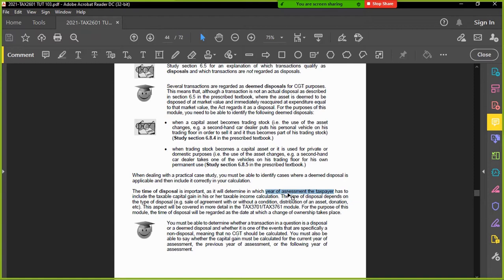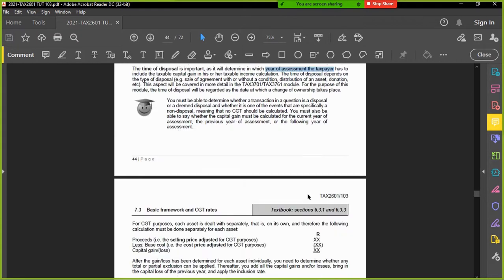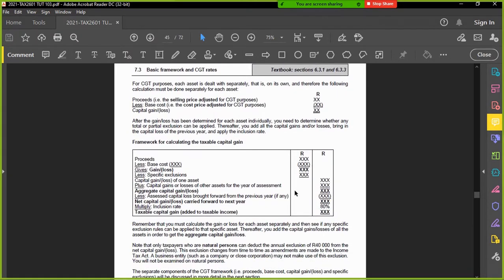A year. Yes, 12 months. So every 12 months, you'll be looking at disposals that took place during those 12 months. Okay, here's the basic framework for CGT. They've given you proceeds minus base cost, which gives you the capital gain or loss. That's fine. And then there's that framework. It's the same as what you've got in your notes.